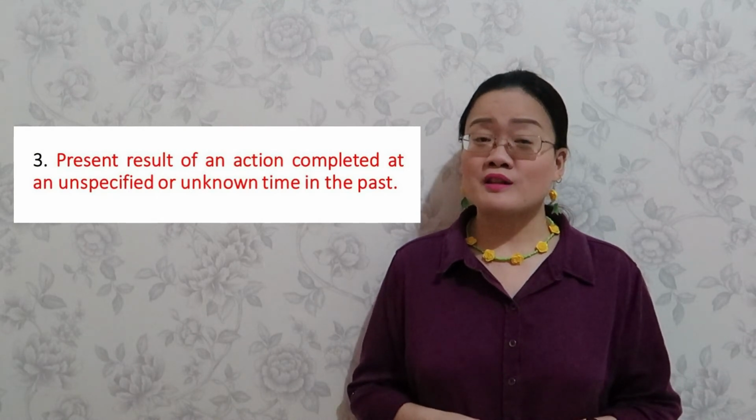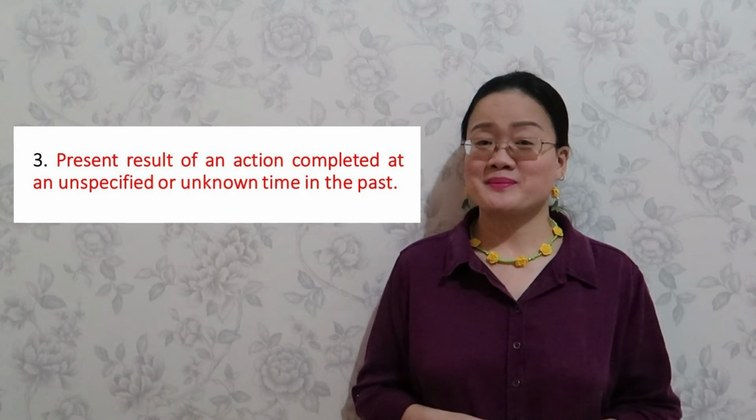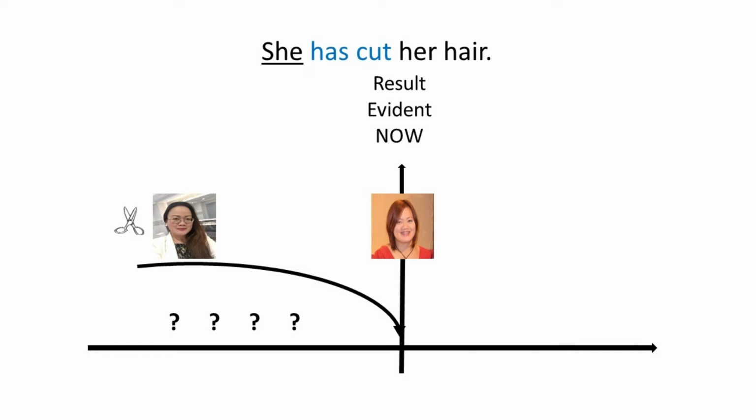The present perfect simple is also used to talk about the present result of an action completed at an unspecified or unknown time in the past. This is shown in the timeline with the sentence, she has cut her hair. Did she cut her hair in the past? Yes, you're right. When did it happen? Was it yesterday? 2 days ago? Last week? Or 2 weeks ago? Unfortunately, we don't have any idea when exactly she cut her hair. Does she have shorter hair now?